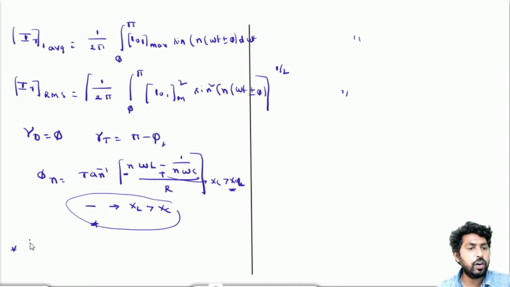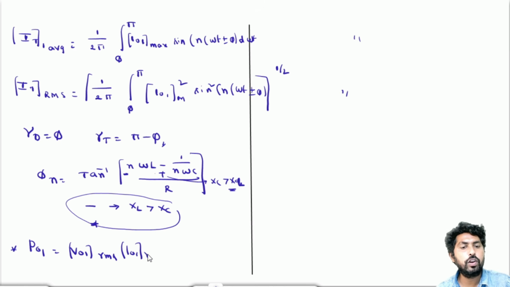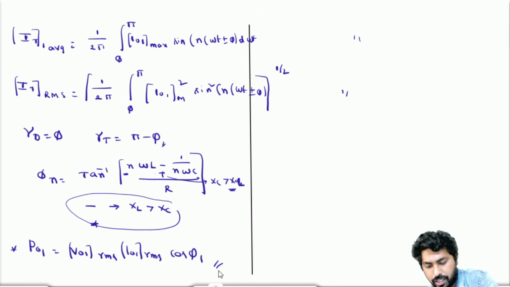So how will the output power be calculated? P01 equal to V01 RMS into I01 RMS into cos phi 1, the fundamental output power transferred to the load. So this is all about the analysis of the half bridge and full bridge inverter.